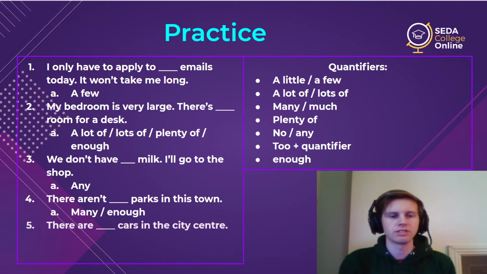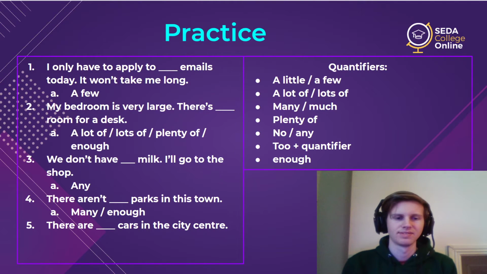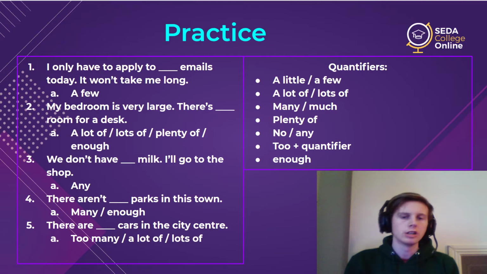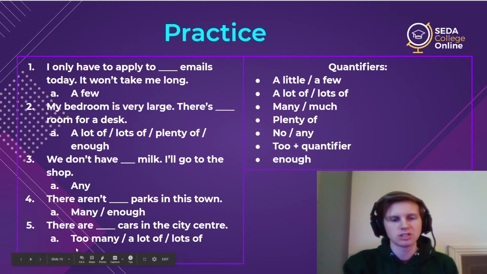All right, let's check the final one, number 5. There are blank cars in the city center. Now, what do you think? All right, you have your guess? Okay, let's check. So there are too many, a lot, lots of, and maybe you think a few cars, that's possible. I think these are better.